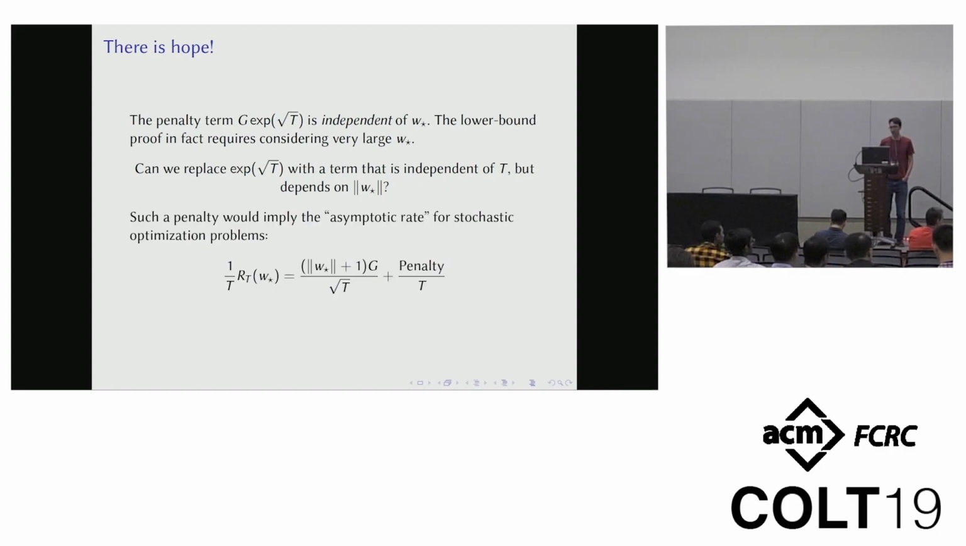So sort of the end goal would be to have something like this. The average regret would be something, roughly speaking, like what we want. So linear in W star, linear in G, proportional to 1 over root T, and then some penalty that divides by T. And the idea here is that if the penalty is independent of T, this second term is going to be kind of subasymptotic. For large enough T, it'll go away. And maybe it depends poorly on W star, but if W star is sort of reasonable, it won't look too bad.